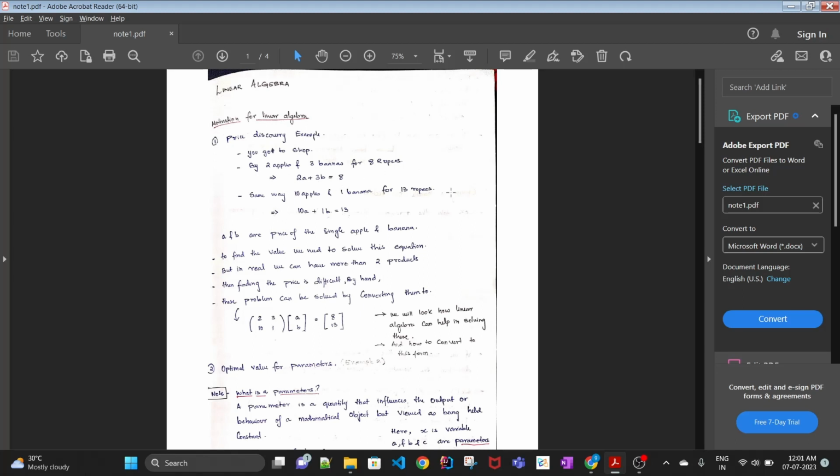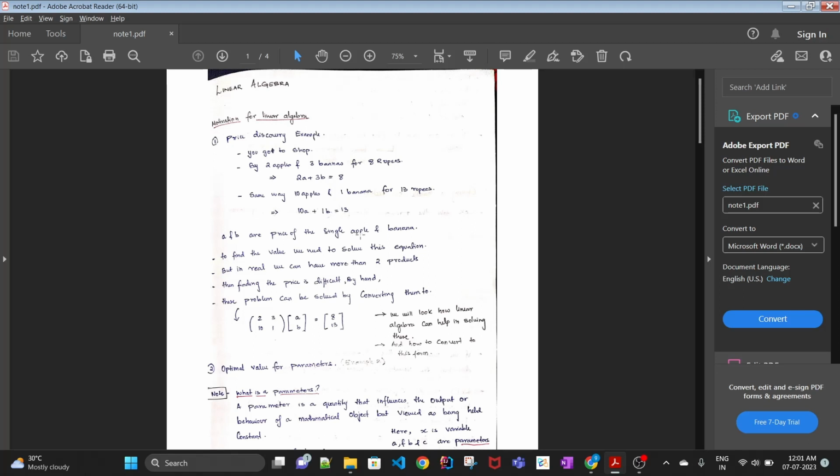Now, in the same way, the next day you go to the shop and you buy 10 apples and one banana, and then the equation will be 10a plus 1b is equal to 30. Now, a and b are the values for a single item: a is the cost of one single apple and b is the cost of one single banana. So we have formed two different equations, and in order to find the values of a and b, we can just solve these two equations.